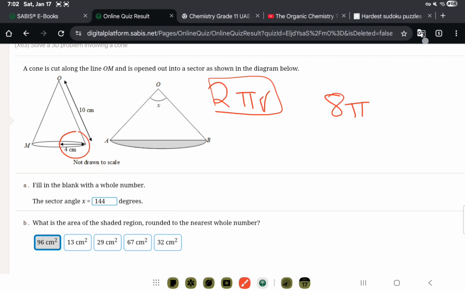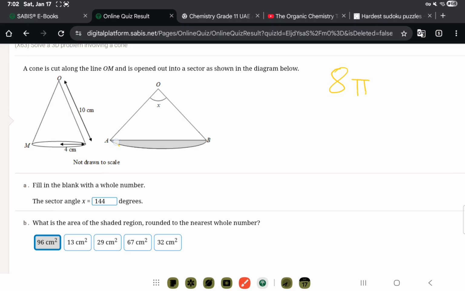Let me choose another color. Okay, wait. 8 pi. We need to think bigger, and we need to extend the circle. So what we have here is that O is the central part. Since we have our circle, we know that this line here is our radius. This is our radius because it extends from exactly the middle, which is the definition of a radius. It's equidistant from whatever part you take from O.